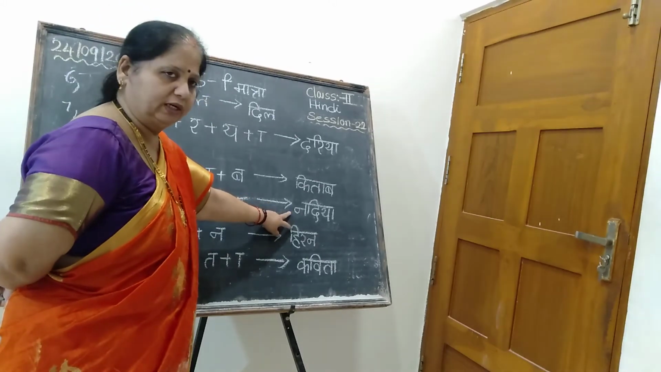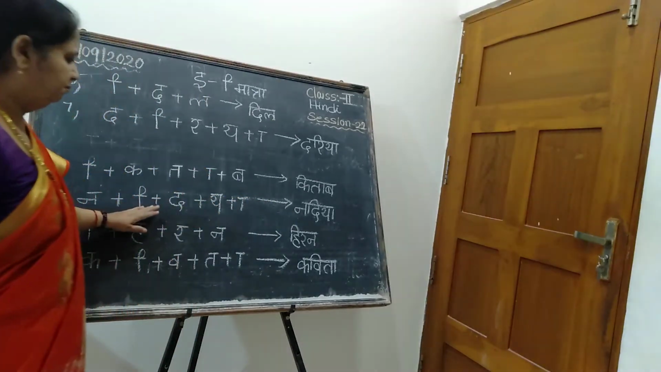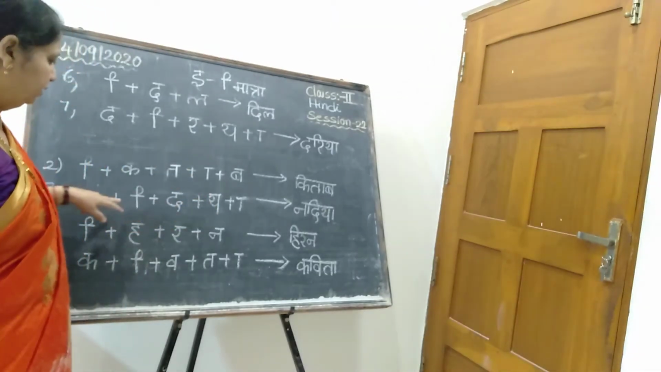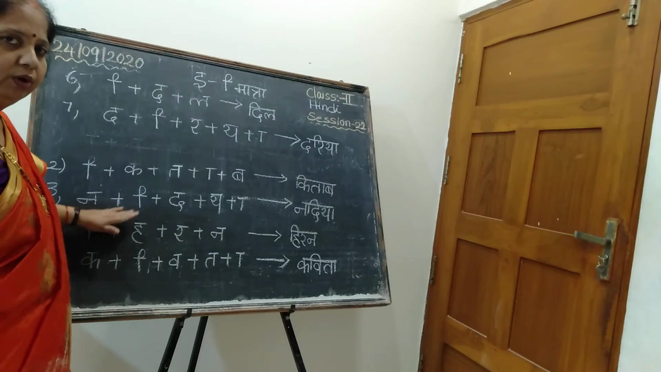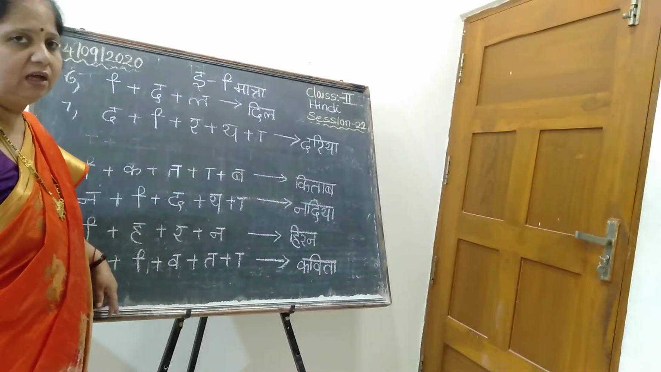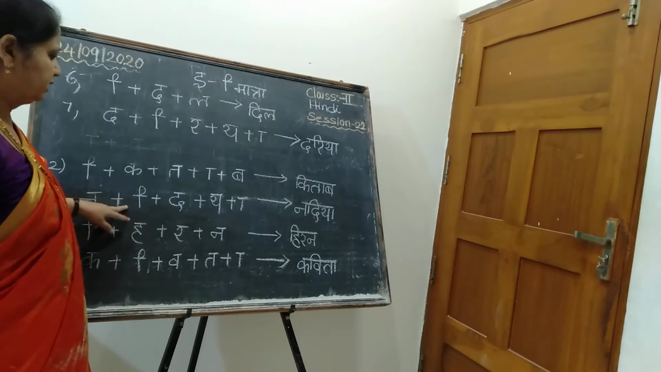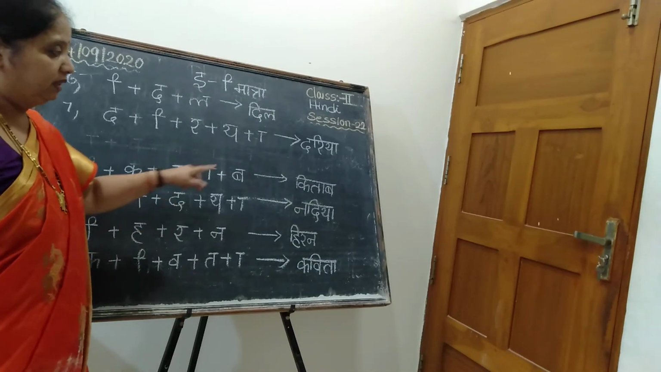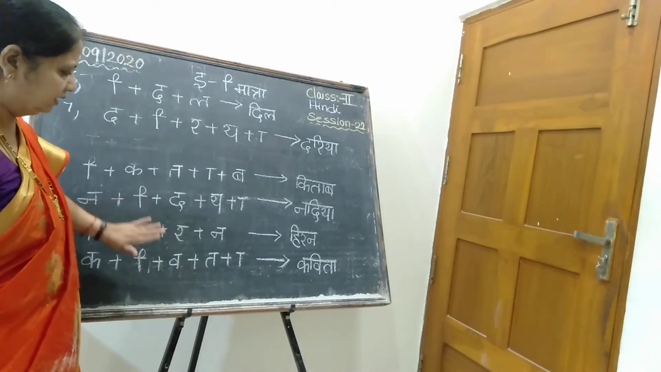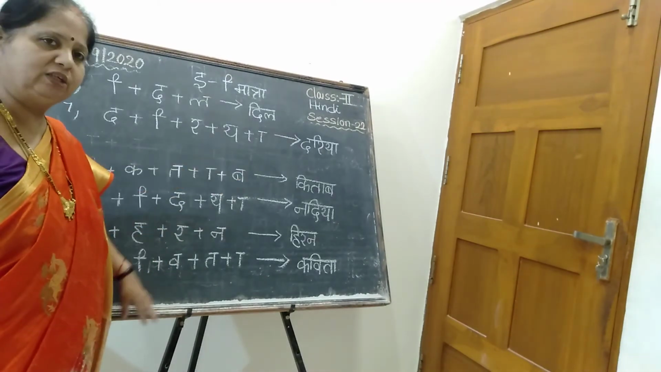Next third one. Which word you got it? After framing that letter and matra, which word you got? Nadiya. You have to spell the word. Look at here. This is the main step for you. You have to understand this concept. Then only you can easily learn the hard words. Okay. Try to understand the letter and matra. Then you have to frame the words. Okay. If you understand this concept, that is very easy for you.